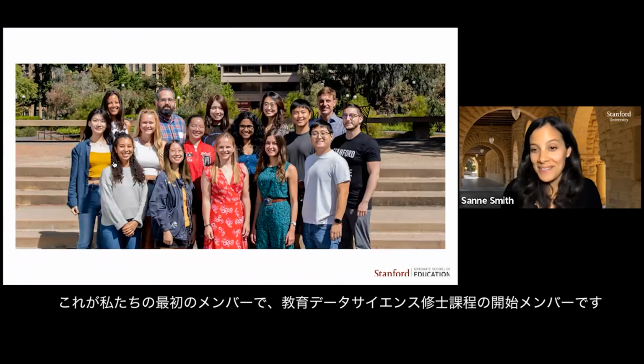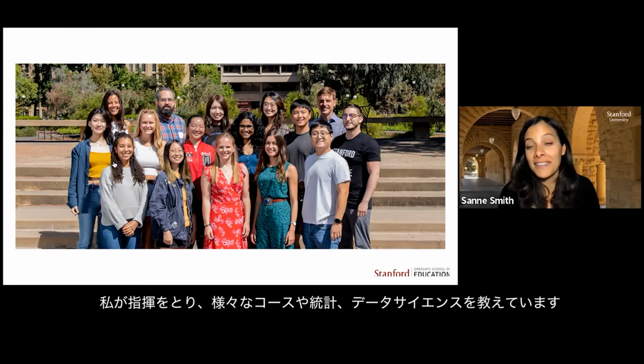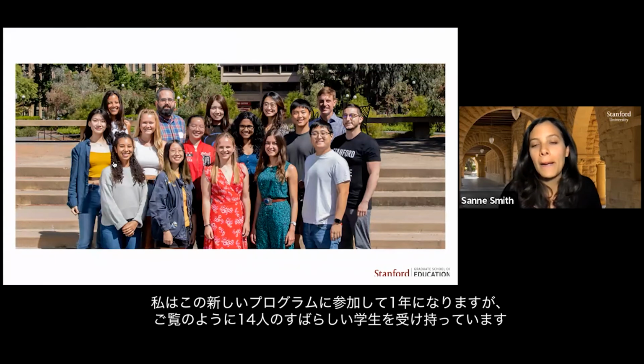So this is our first cohort. It's the inaugural cohort of the EDS Master's Program. I direct it and I teach various courses in statistics and data science. I'm 1 year into this new program. I have 14 amazing students that you see here.